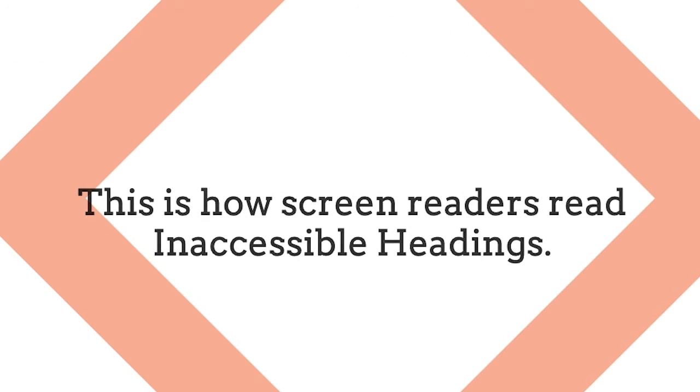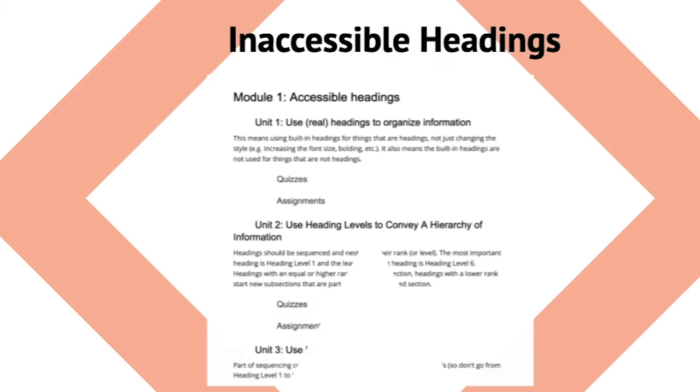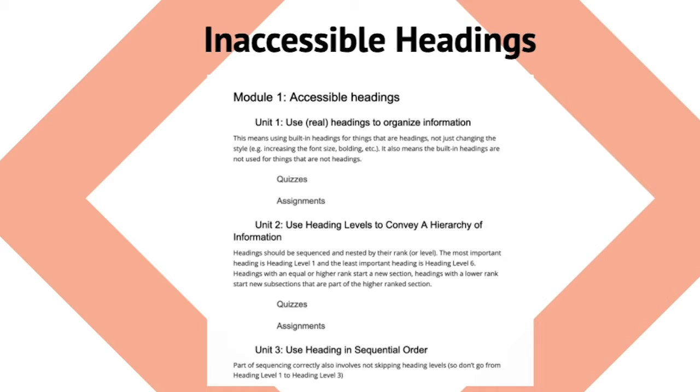This is how screen readers read inaccessible headings. Module 1, Accessible Headings. Unit 1, use real headings to organize information. This means using built-in headings for things that are headings, not just changing the style.